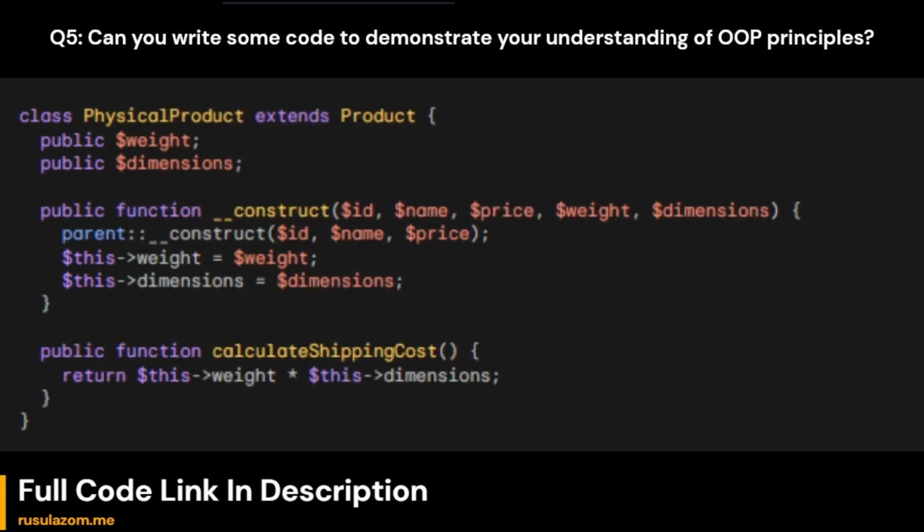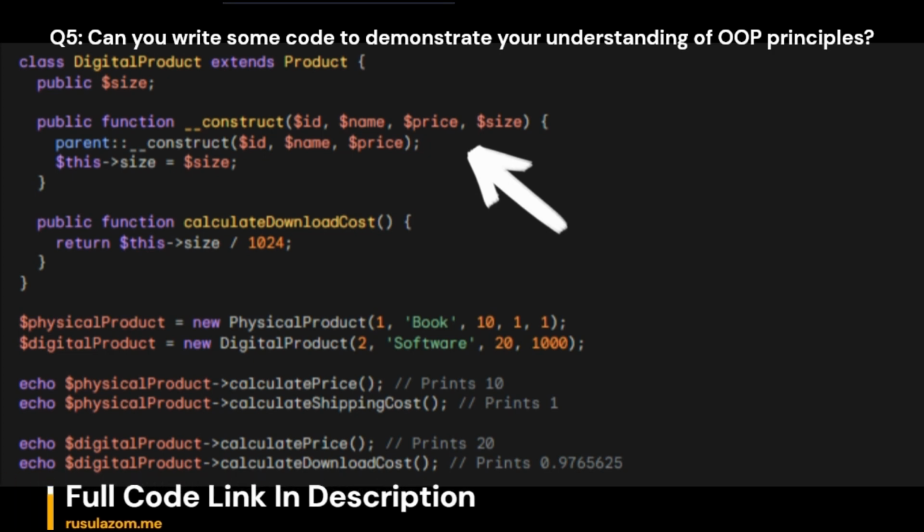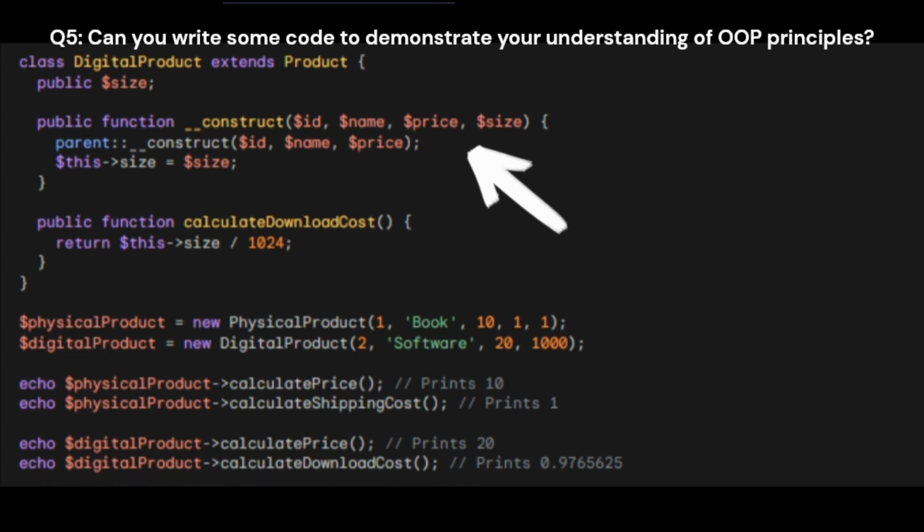The code demonstrates the following OOP principles: Inheritance. The PhysicalProduct and DigitalProduct classes inherit all of the properties and methods of the Product class. This means that they have access to all of the properties and methods of the Product class, such as the id, name, price, and calculatePrice method.